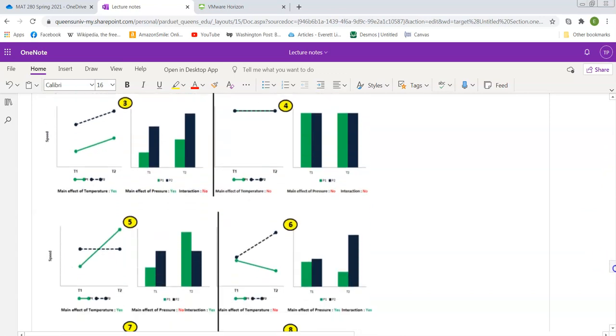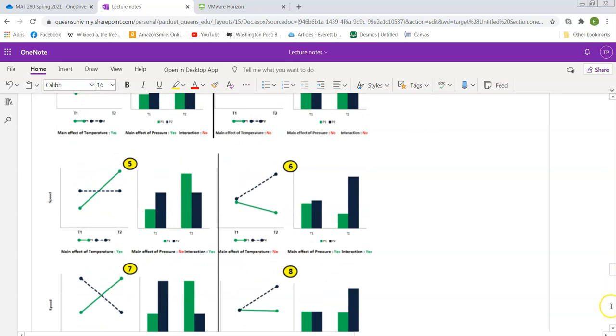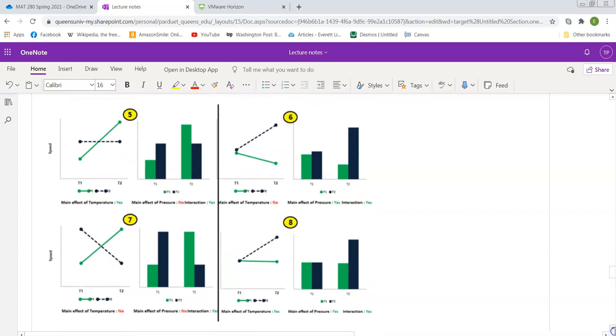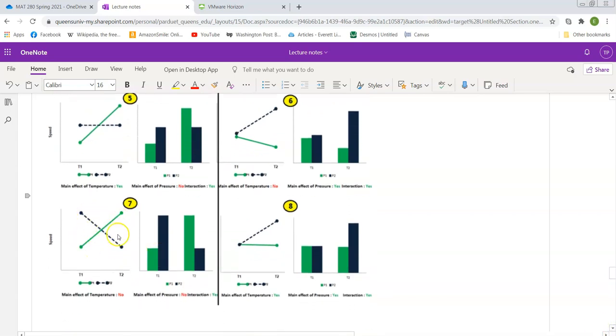And I won't explain all of these, but I will show you just a couple more of these. This one, you have an interaction, and that's because these are not parallel. But there's not a main effect of either one of them. The reason is that if you sort of average these two together, meet in the middle, you'd get a horizontal line, which means temperature is not a factor. There's no effect of temperature.